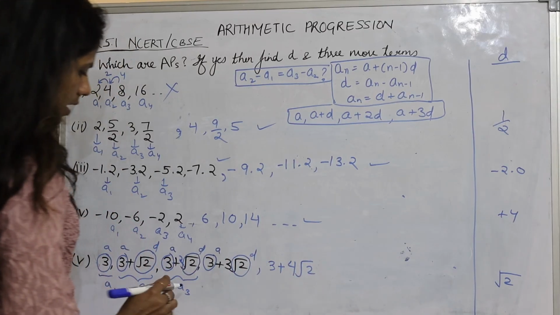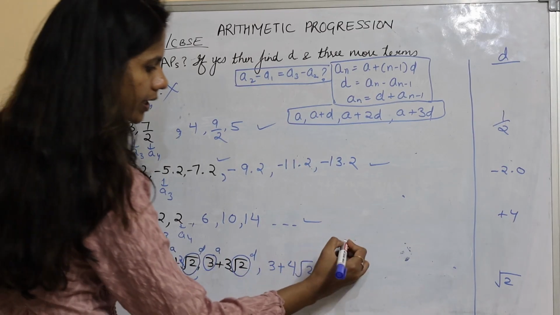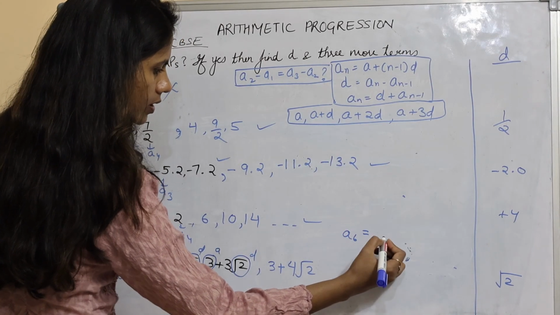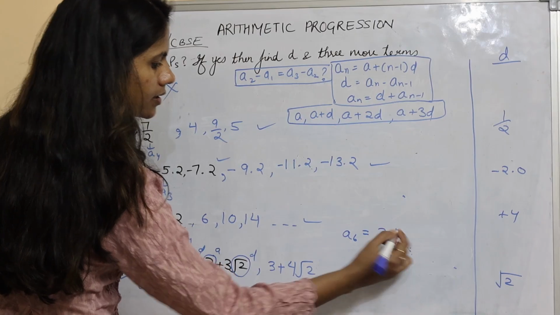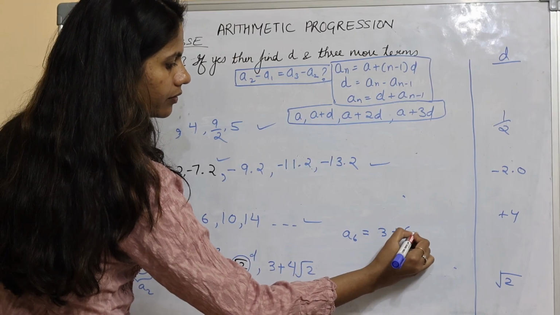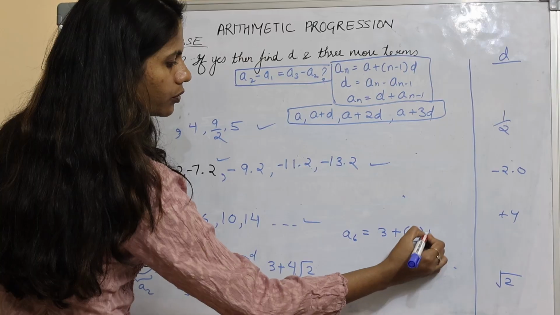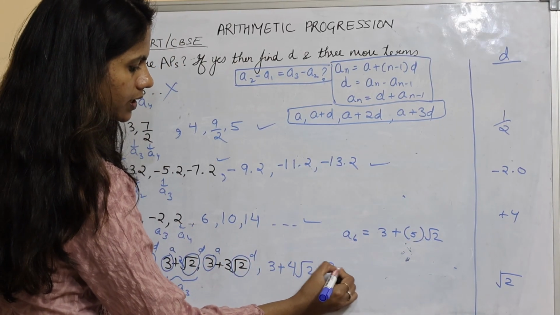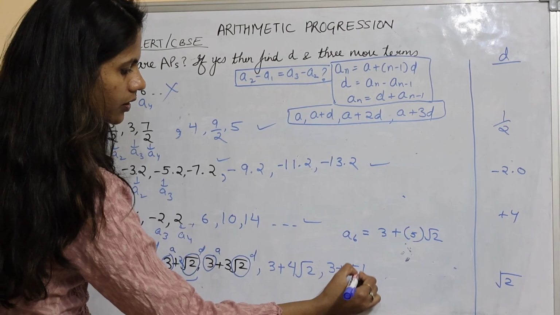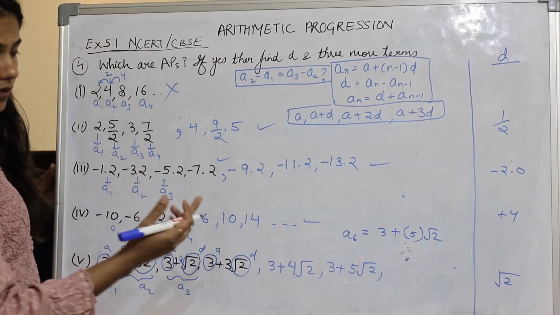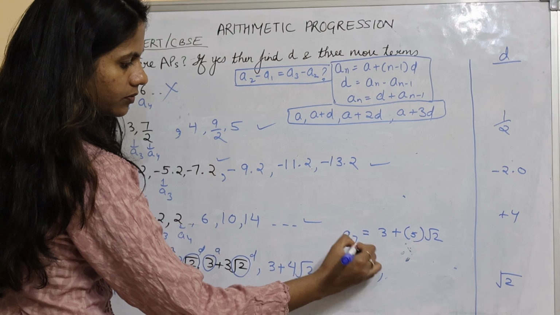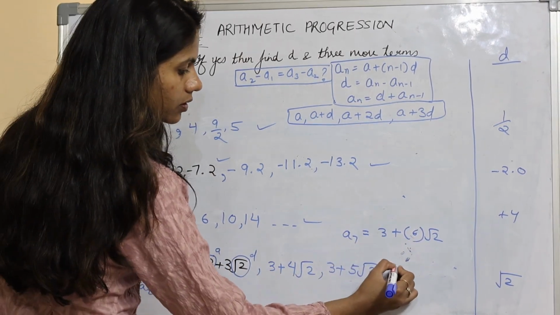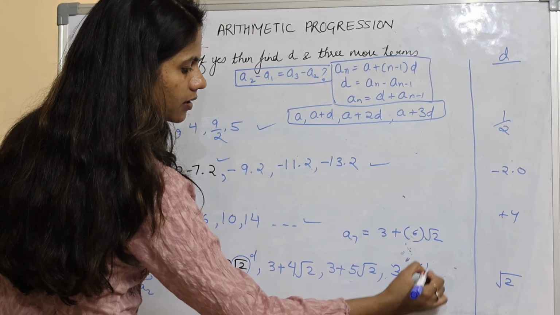So we have A3, A4, A5. We are finding A6. So A6 is equal to A, which is 3 here, plus 6 minus 1, that is 5, times D, and D is under root 2. So this is our sixth term: 3 plus 5 under root 2. In the same way, the seventh term will be 3 plus 6 under root 2.